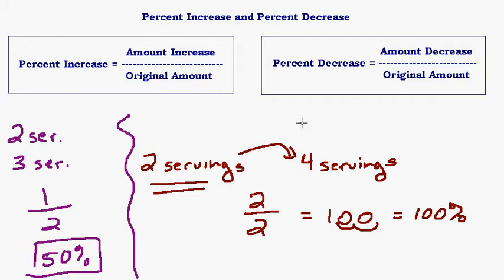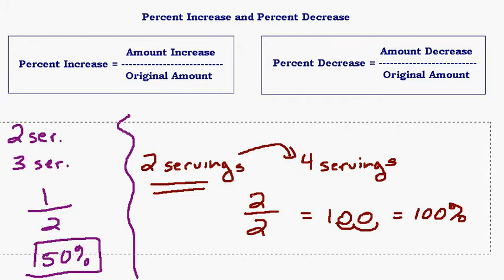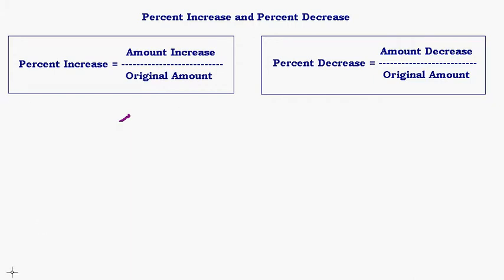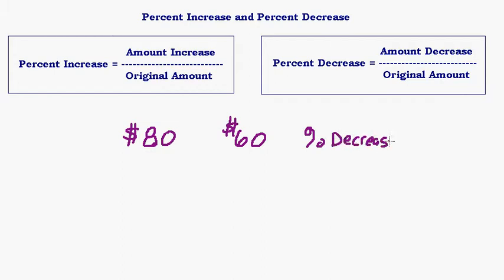Let's do a percent decrease one in our head to kind of see what that looks like. Let's say the price of something is originally $80. Alright, and now it's on sale for $60. So we need to find the percent of decrease. The percent of decrease is the amount that it went down, the amount of decrease. So how much did it go down here? $20. Out of the original amount, which in this case is the 80.